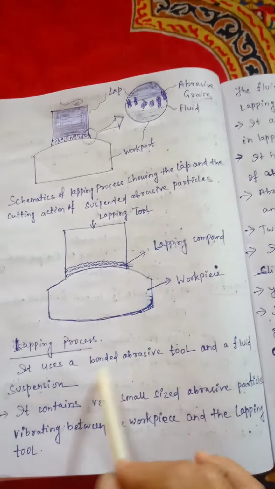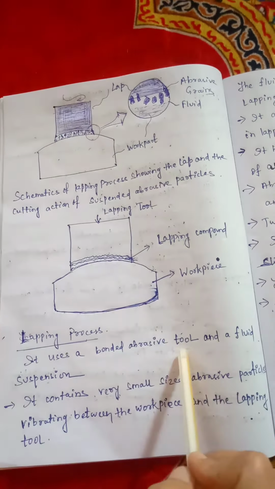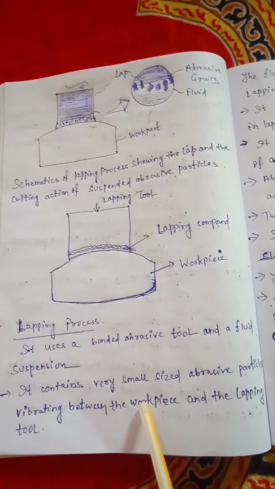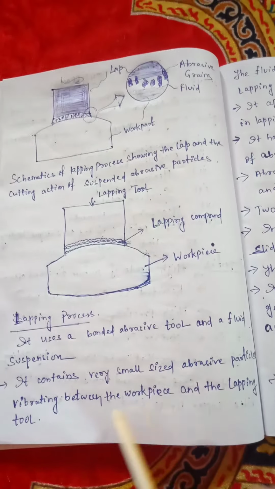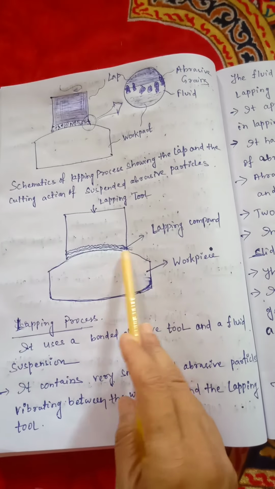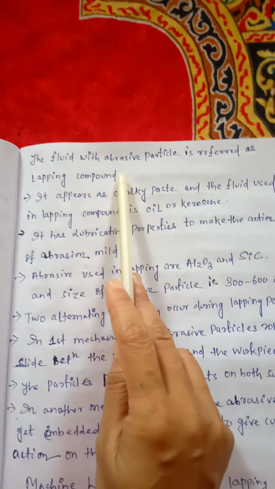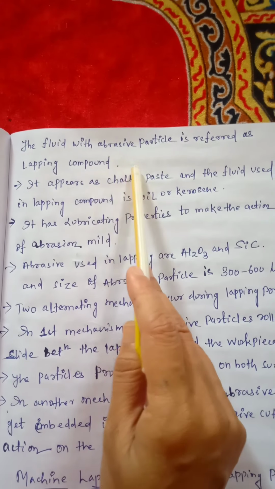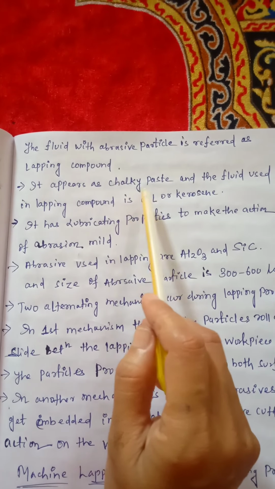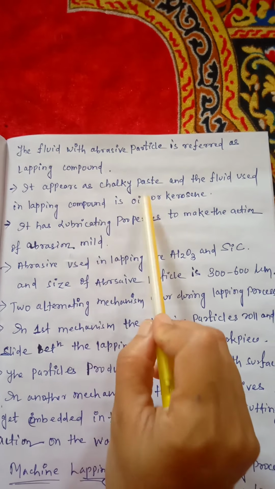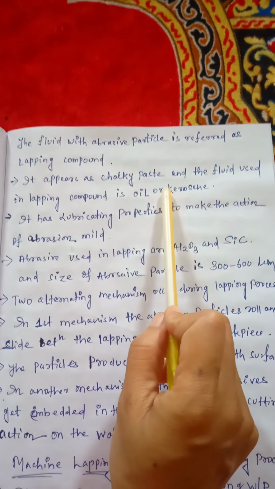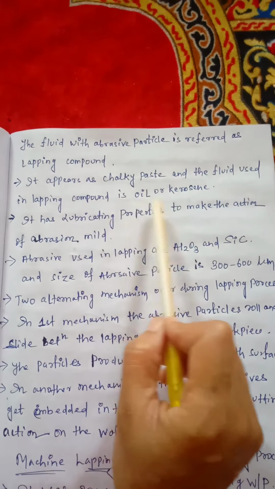Now we go to the procedure of lapping. First, it uses a bonded abrasive tool and a fluid suspension. It contains very small abrasive particles vibrating between the workpiece and the lapping tool. Next, the fluid with abrasive particles is called the lapping compound. The lapping compound appears as a chalky paste, and the fluids used are oil and kerosene.